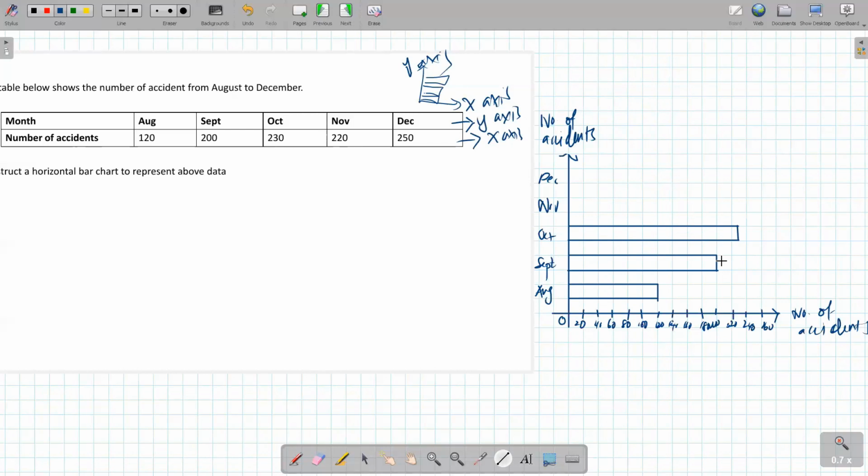Next, November, we have 220. And then in December, we have 250. So 250 is in between 260 and 240. So this is how we construct a horizontal bar chart.